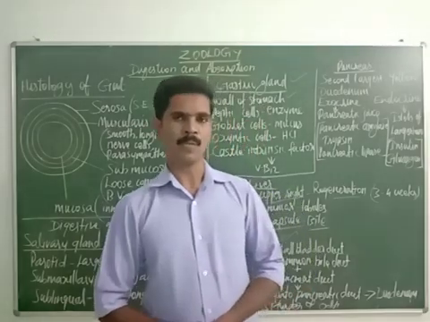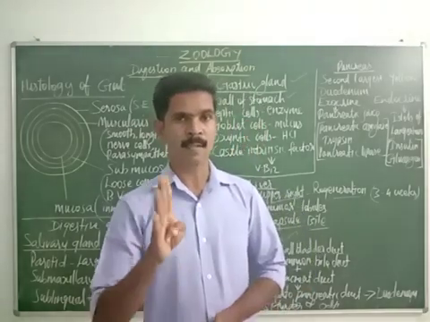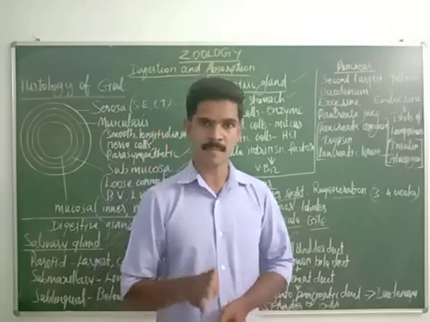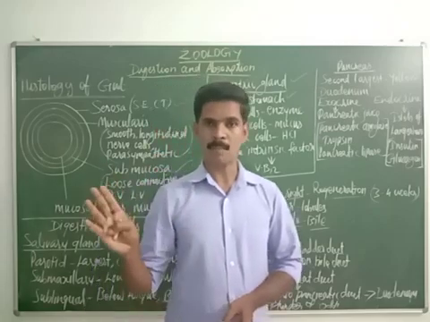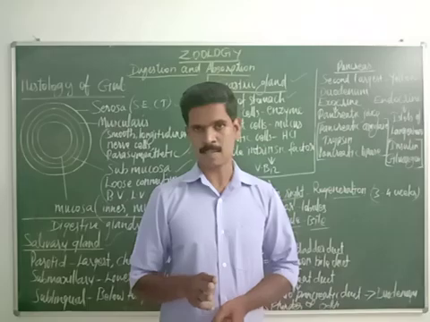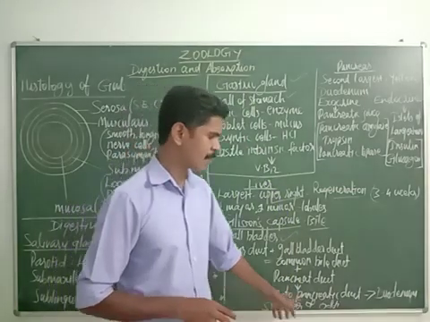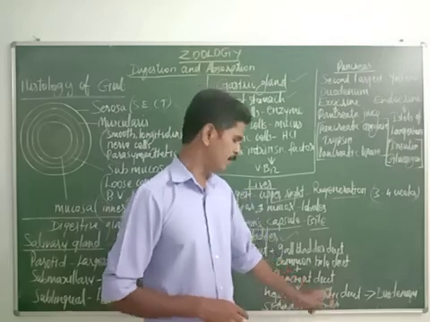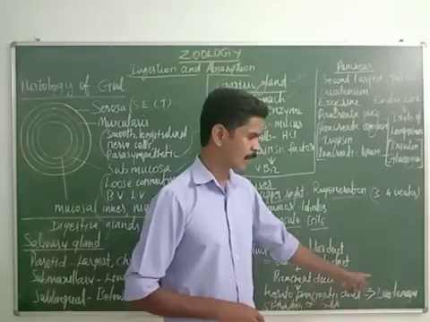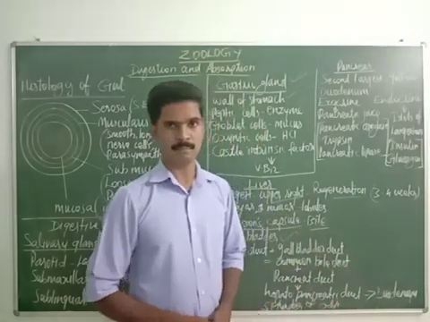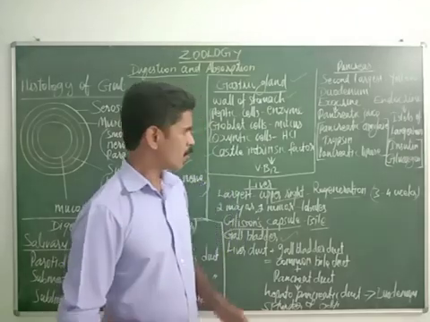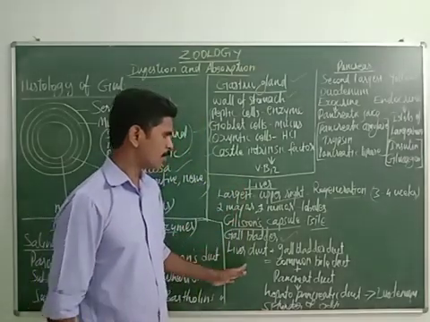Dear students, in the alimentary canal there are 4 types of sphincter muscles. Already we have completed the first 3 sphincter muscles. Now the last sphincter muscle is called the sphincter of Oddi. It is located between the hepatopancreatic duct and the duodenum. I hope you all understood all the points about the liver.